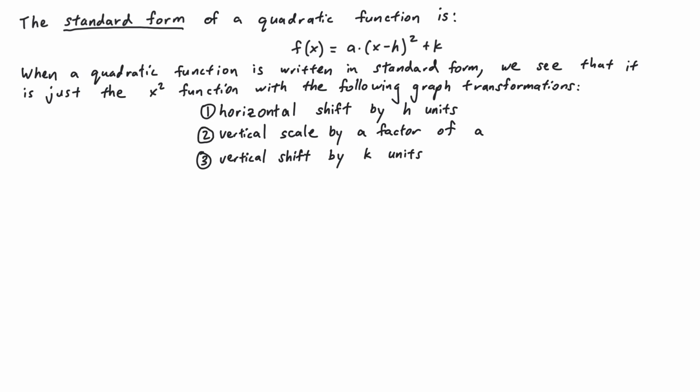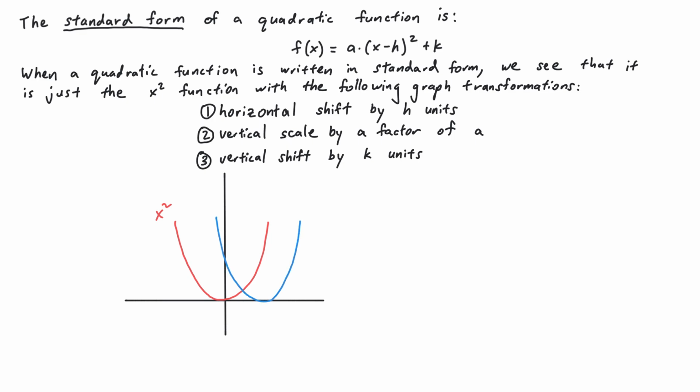Let's see what our graph would look like when we perform these transformations. Initially, our x squared function looks like this. Let's assume that for now h is a positive number, so we shift to the right h units. Our graph would now look like this.